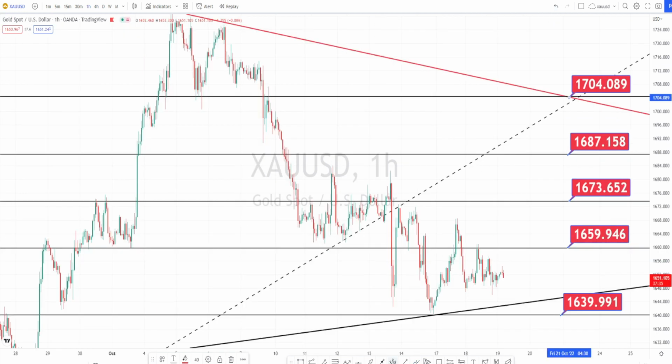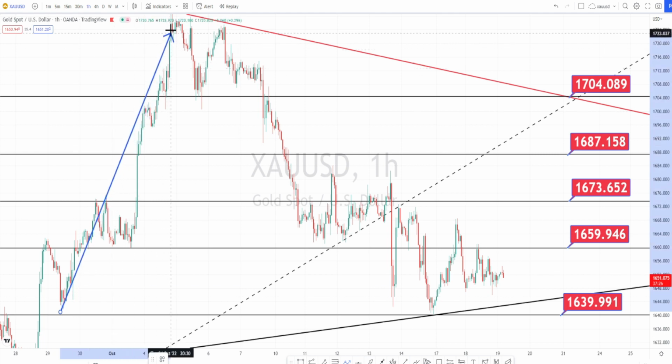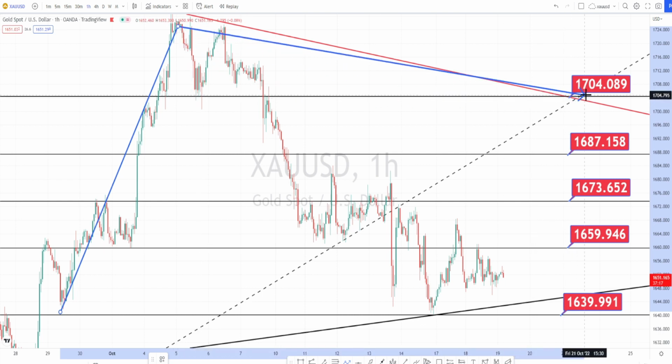I am in hourly time frame. When we look at the past price action in hourly time frame from the level of 1639 or 1640, we have noticed a price action to trend on the bullish side. Again it tried to bounce back on the bearish side, and it couldn't break the support level of 1704.